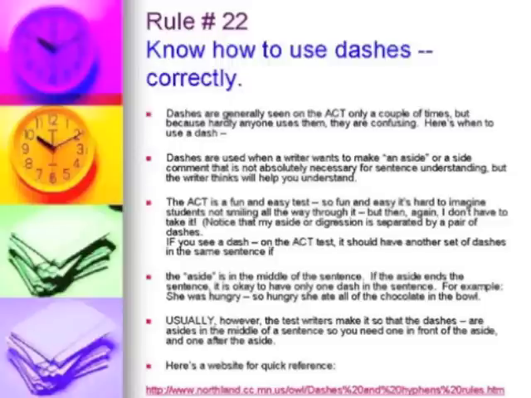For example, she was hungry, dash, so hungry she ate all the chocolate in the bowl. Usually, however, the test writers make it so that the dashes are asides in the middle of a sentence. So you need one in the front of the aside and one after the aside. And here's another website for you to check this out.